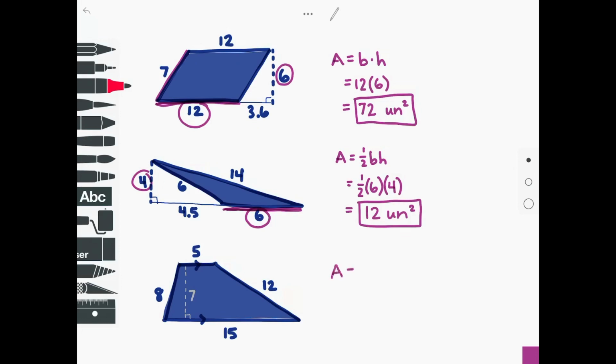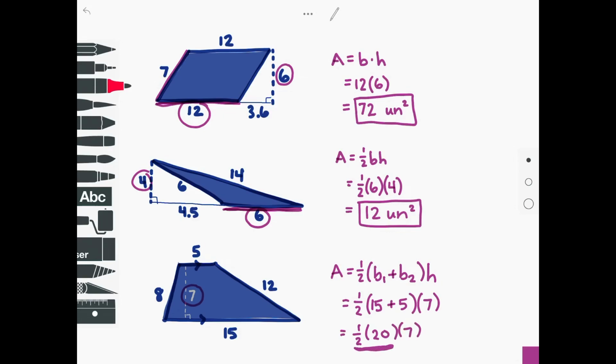And the last one is a trapezoid. 1/2 base 1 plus base 2 times the height. 1/2, because we're actually taking the average of those two bases. So the 15 and the 5 in whatever order, times the height. And which one is the height? Again, watermelon dropping. If you're dropping straight down, it would be that 7. So I've got 1/2 times 20 times 7. Half of 20 would be 10, and 10 times 7, 70 square units.